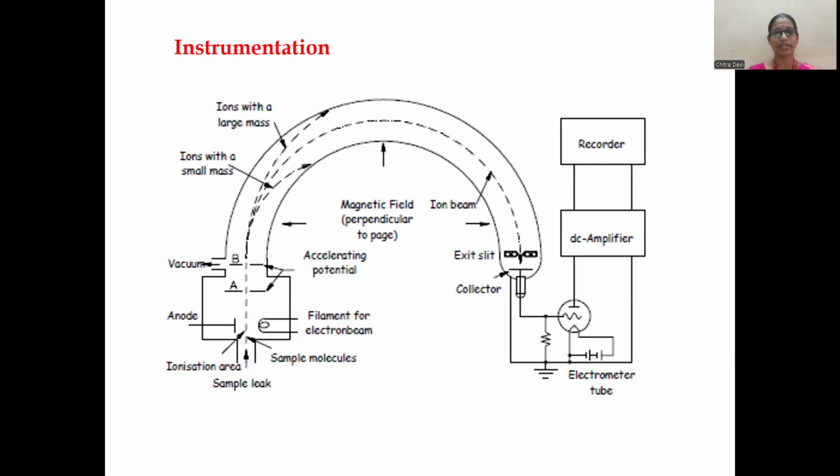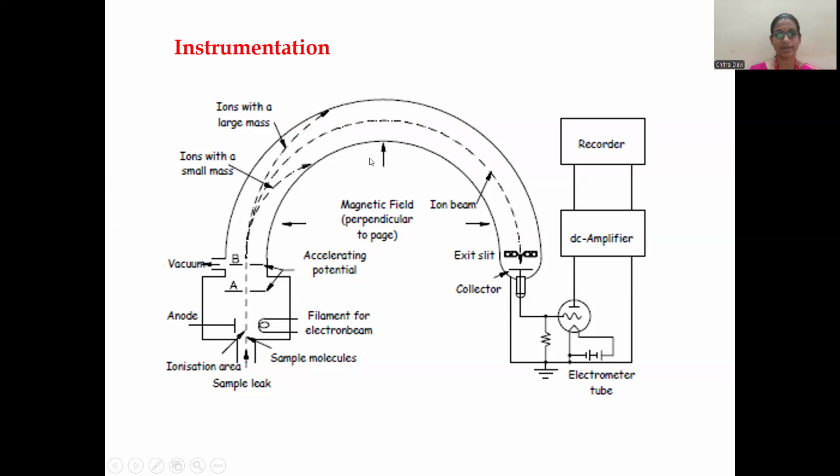This is one more diagram showing the main instrumentation of mass spectrometry. You can see everything we have discussed before in this diagram. You can see the ionization area, where ions get produced, and two different accelerating plates. This is the acceleration chamber, and next is the deflection part.